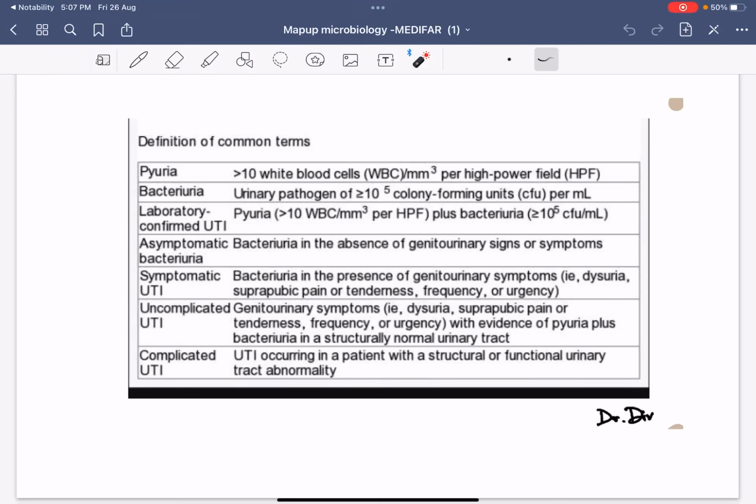Welcome to Medifer. The topic is urinary tract infection. So here let us get familiar with the terms used in the diagnosis of UTI.